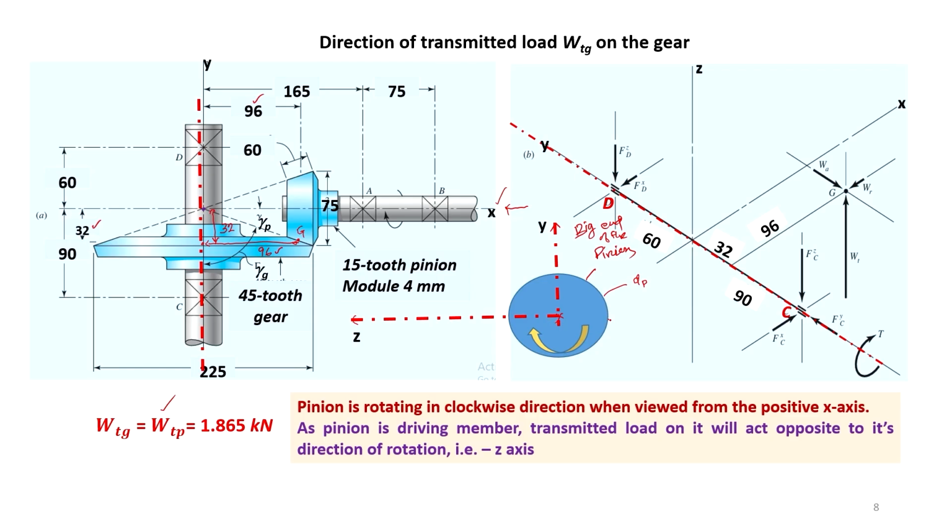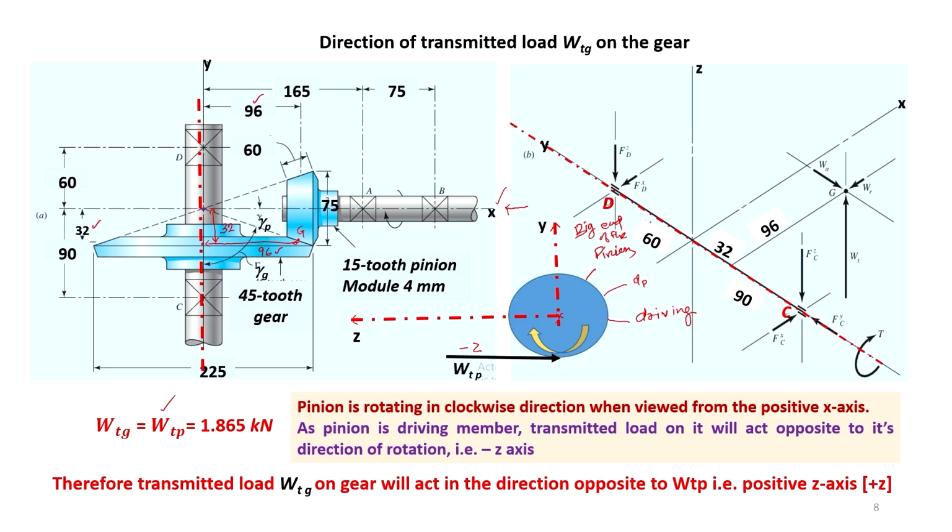And so, as it is a driving member, the transmitted load on this pinion will act in this direction, opposite to the direction of rotation, and that will be in the negative z direction.